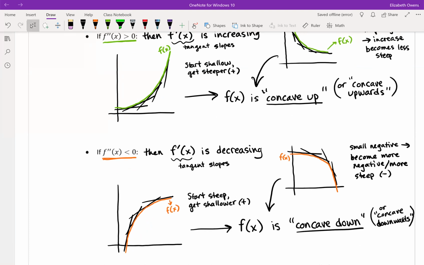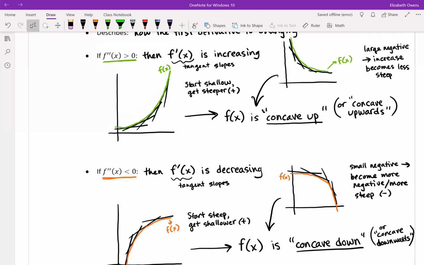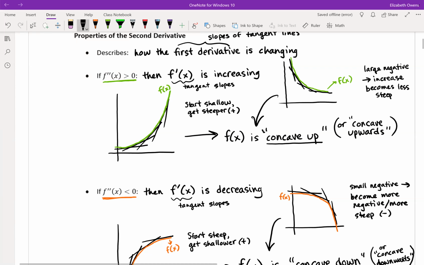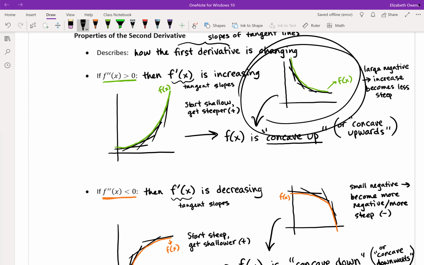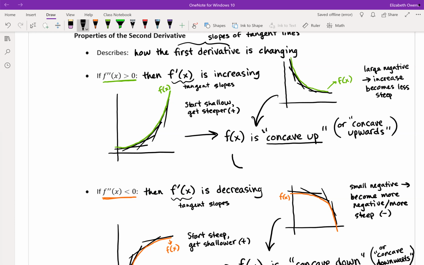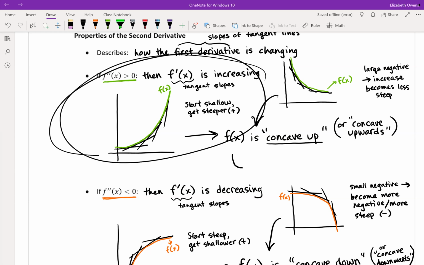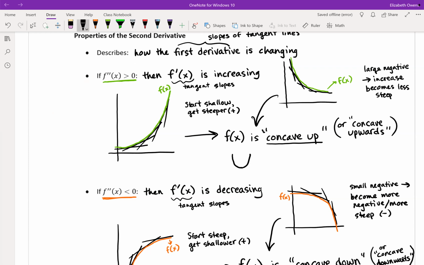So if you want a really fast and cheesy way to remember what's concave up and what's concave down, you can see what happens when you put the two pieces of those graphs together. In the case of our concave up here, if you look at the negative shape of the graph, it does something like this. And then if you combine that with the shape of the positive slopes, start shallow, get steeper, that does something like this. So concave up makes this kind of U shape in the graph. Now, it might only be one part of it or the other, like you might only have one half of it, or you might only have this other half of it, but either of those pieces are concave up shapes.